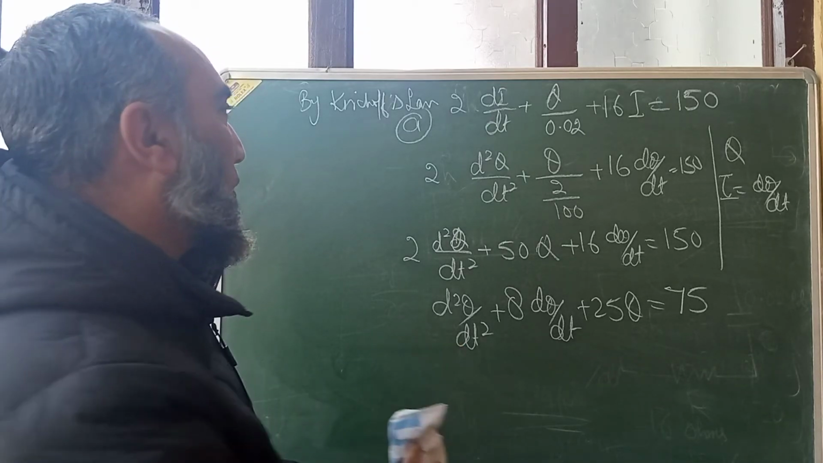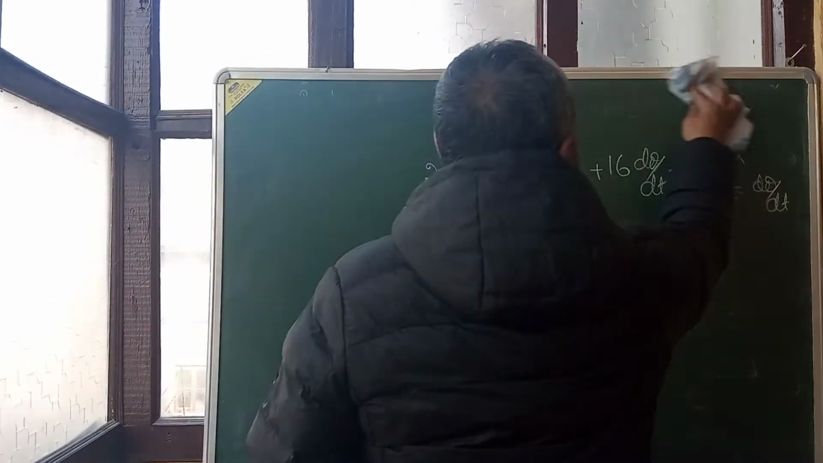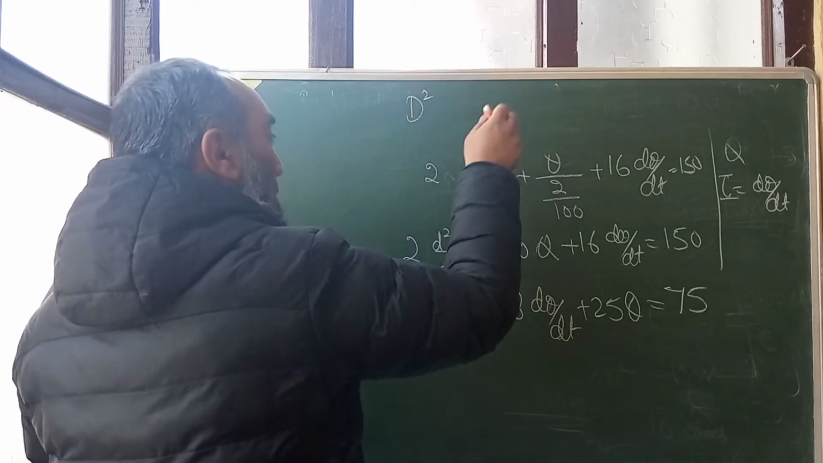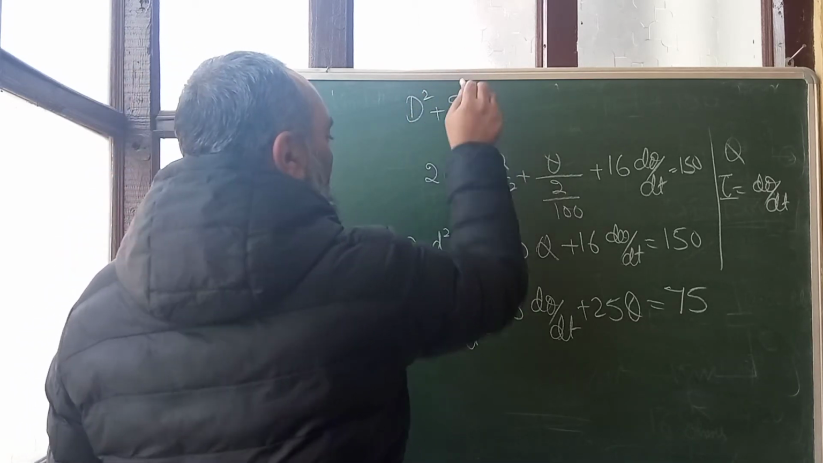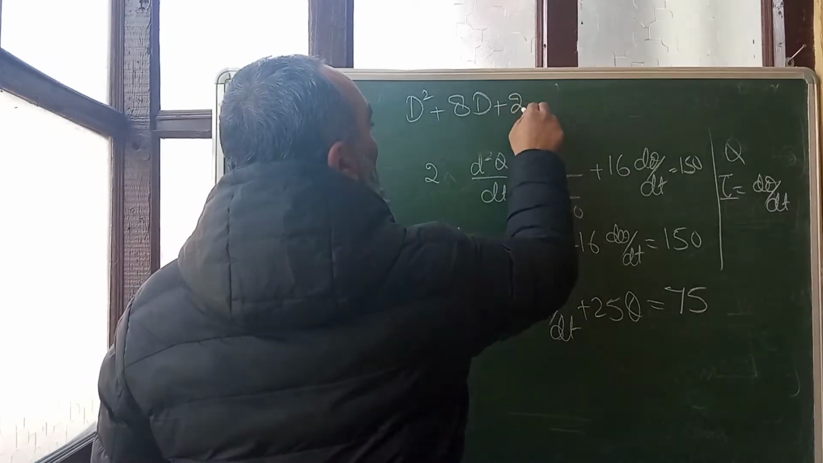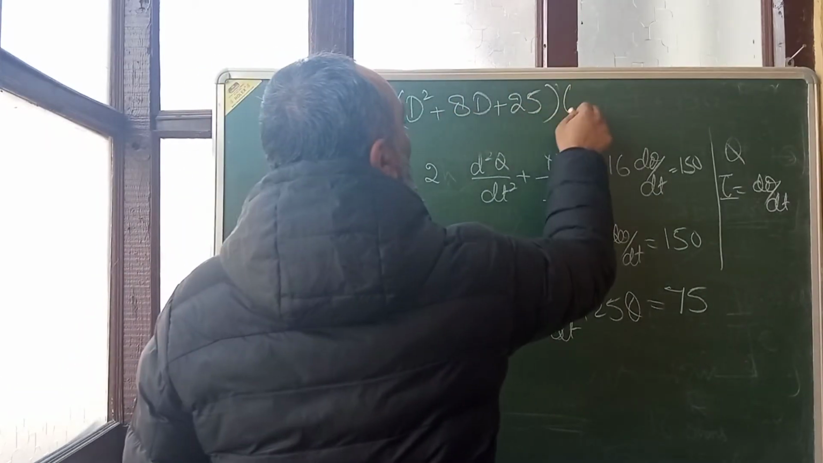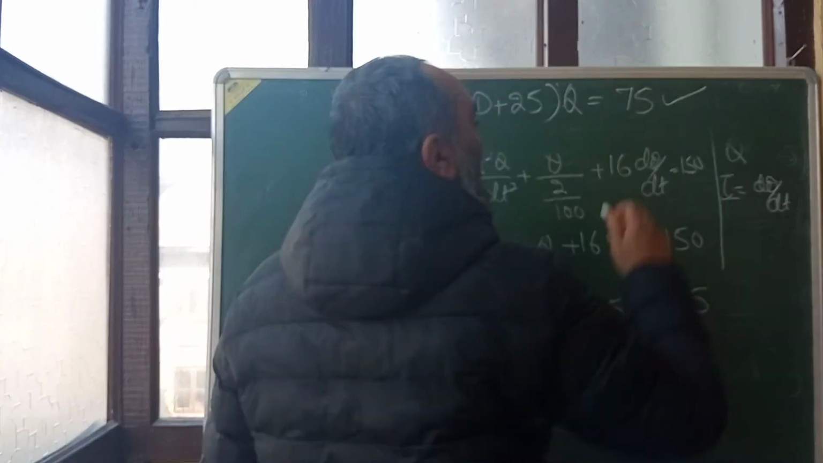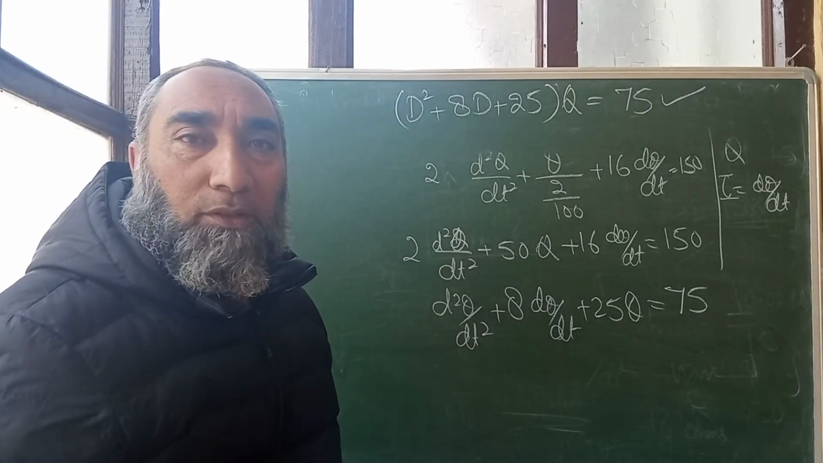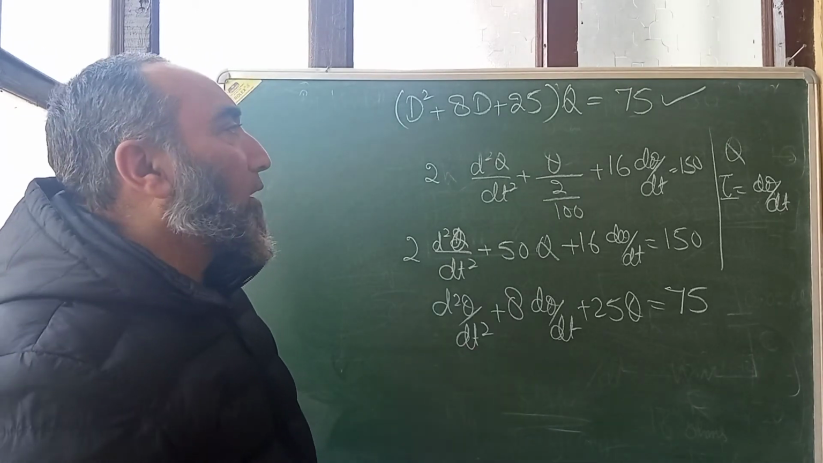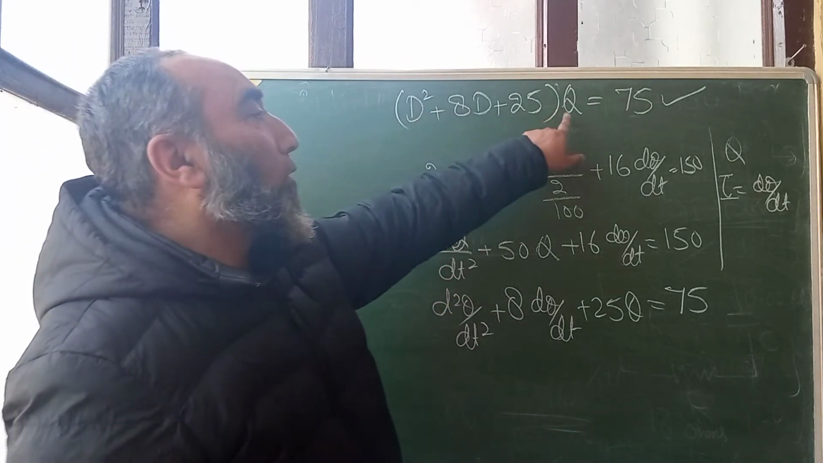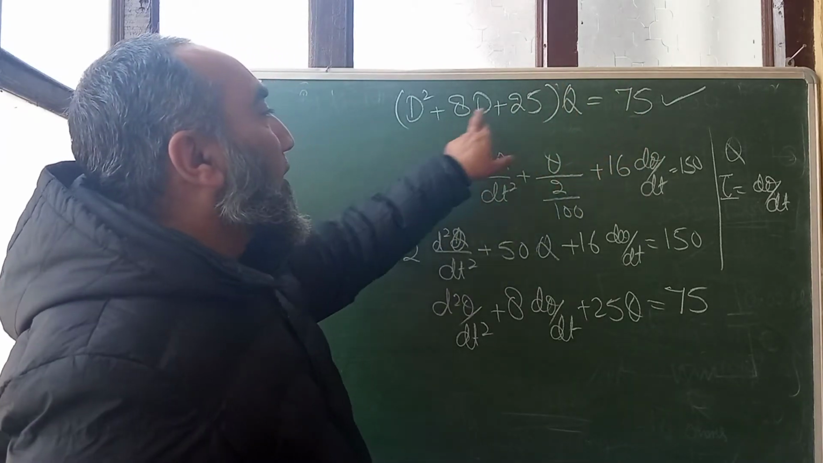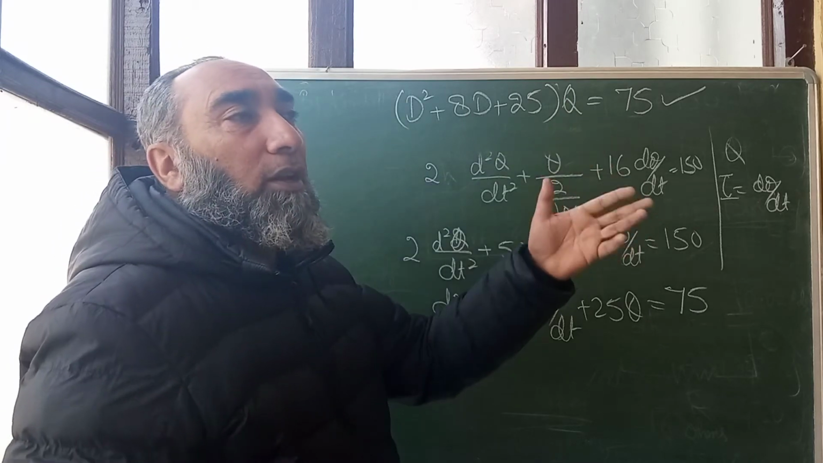This is the differential equation, or this differential equation can be written in this form: D square plus 8D plus 25 operating on Q is equal to 75. This is a linear differential equation with constant coefficients. You can always solve it. This is very easy. This is f(D) operating on Y equal to a function of X. So this is f(D). Instead of Y you have Q, so you will find Q instead of Y.